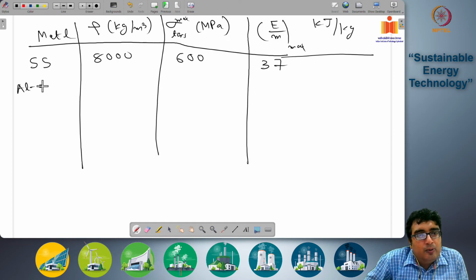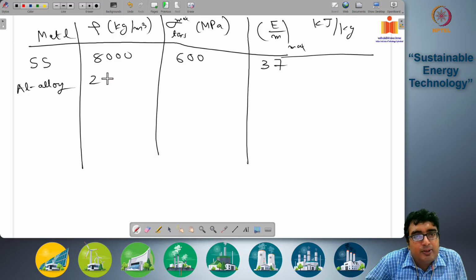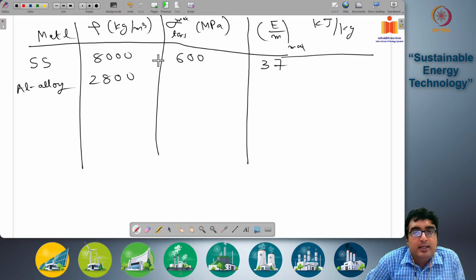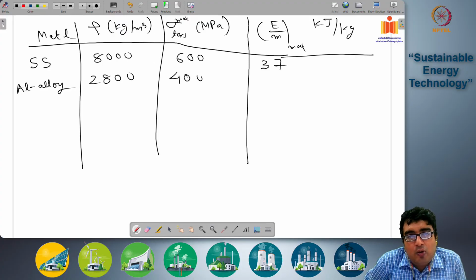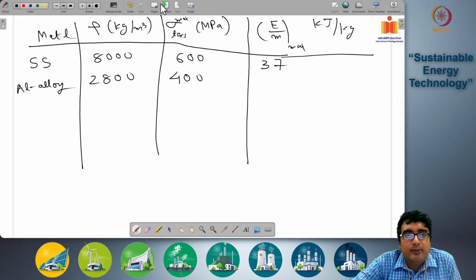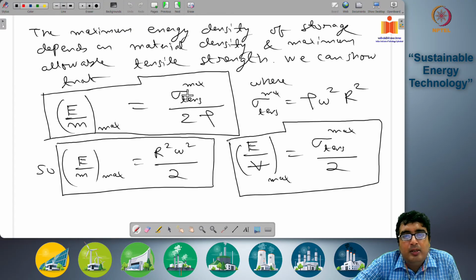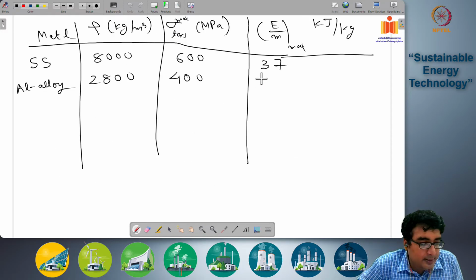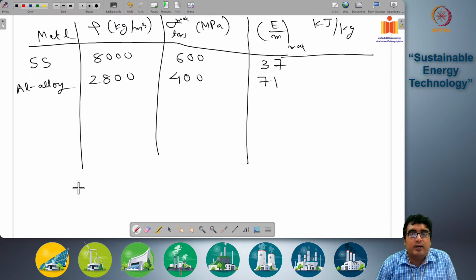Then you can look at aluminium alloy, which is a lighter metal. So it's 2800 kg per meter cube, 2.8 times denser than water. Its tensile strength is somewhat lower, around 400, but still because its density is lower, you will get higher specific energy density of 71. So almost double.